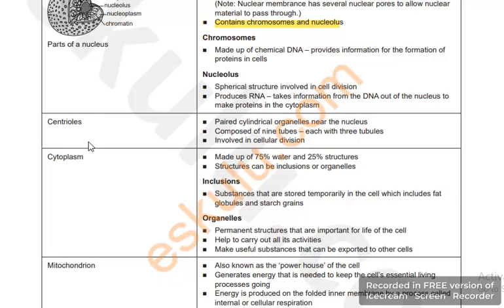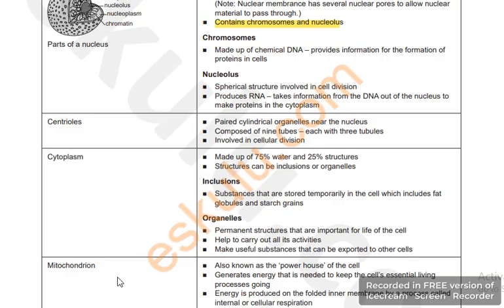We have the other part which is known as the centrioles. These are paired cylindrical organelles near the nucleus, composed of nine tubes, each with three tubules, which are also involved in cellular division. It is involved in cellular division, and this is a paired cylindrical organelle near the nucleus. We have the other part which is known as the cytoplasm.